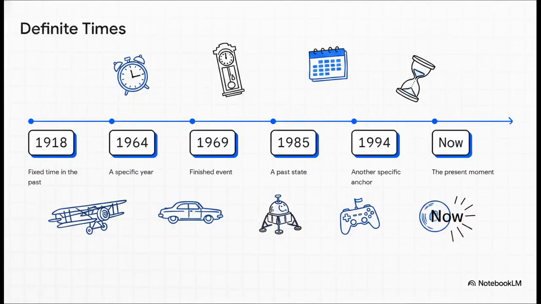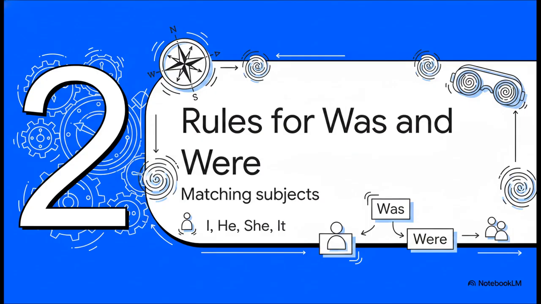When we say definite time, we literally mean fixed points on a timeline just like this. Think of years like 1918, 1964, 1969, 1985, or 1994. All these specific years represent definite, locked-in times in the past. They're like anchors leading right up to our present moment, now. So when we use the simple past, we are essentially just pointing back to one of those specific, finished anchors. Make sense?